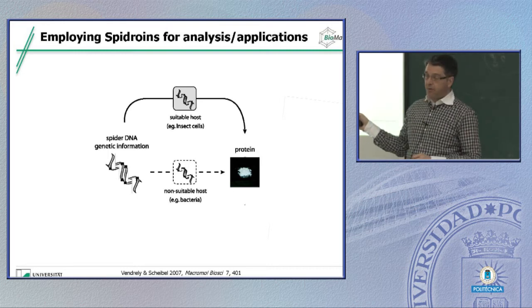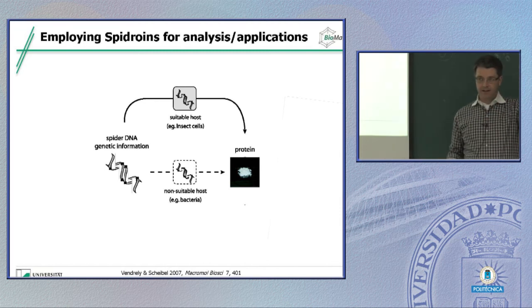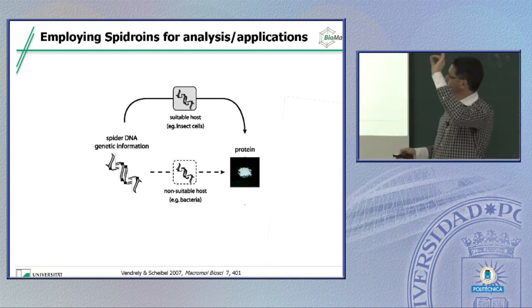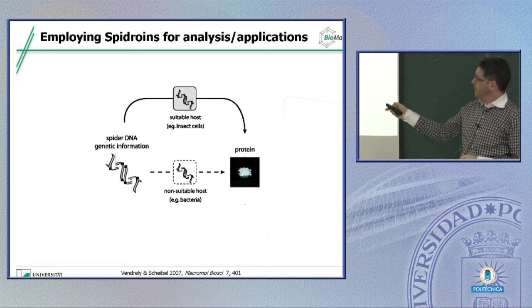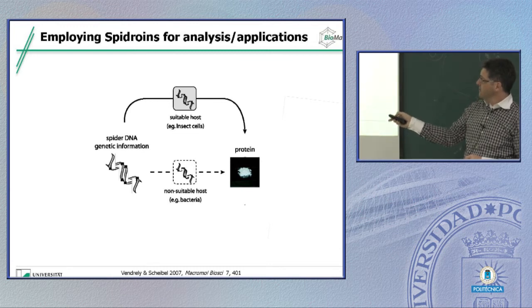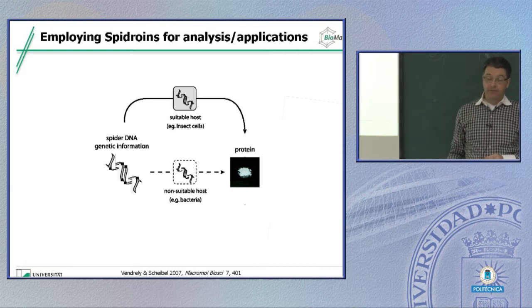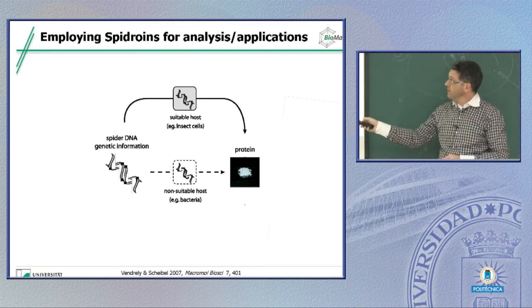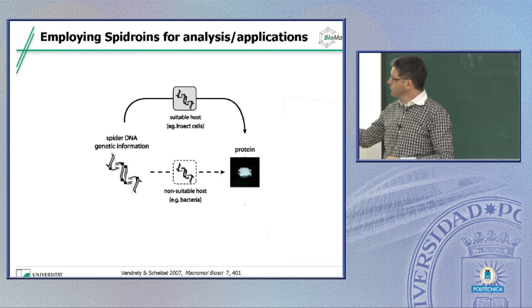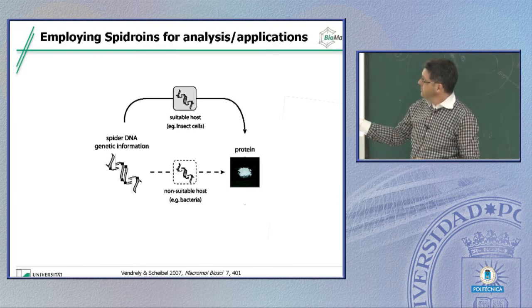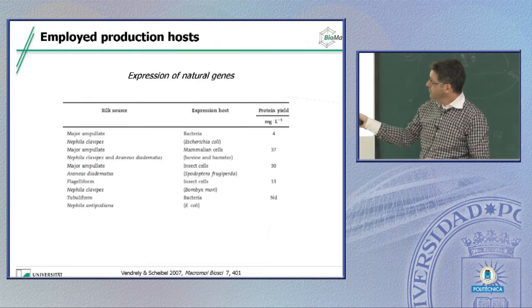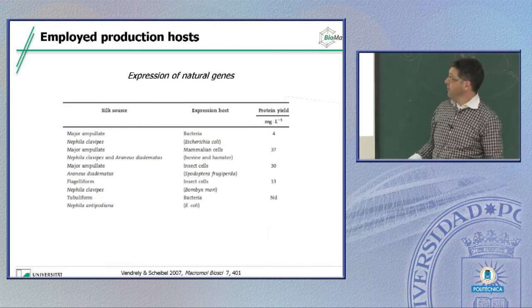And this is just an overview of what people tried to do. I will start with expression of natural genes, meaning DNA directly taken from the spider and transferred to bacteria, such as Escherichia coli, mammalian cells, insect cell lines, and bovine and hamster cell lines. These are the insect cells, Spodoptera frugiperda, which is a butterfly, or Bombyx mori cells. And you see a lot of what we call expression hosts have been tested for quite a few different silk proteins. If you see there, it's major ampulate, major ampulate, major ampulate. So most of the studies have been done with major ampulate silk.